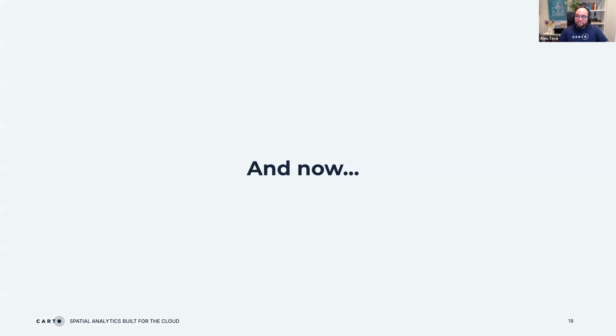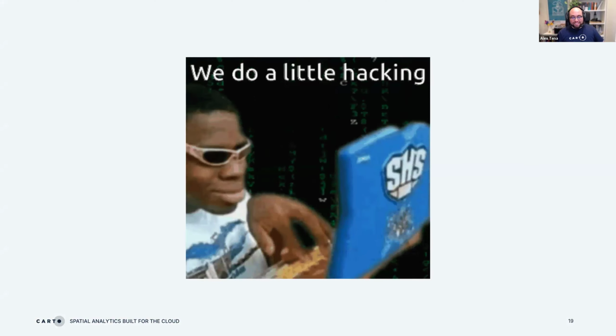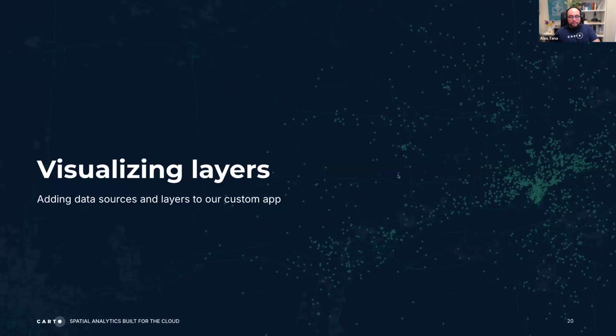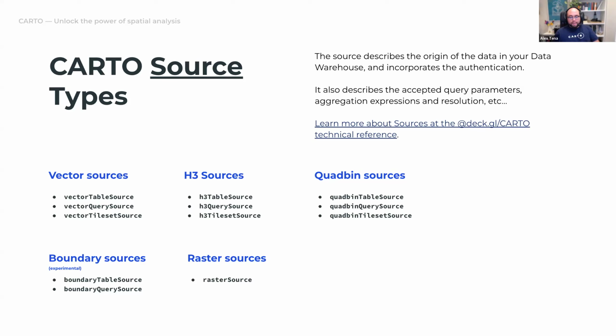And now theory is over, or at least partially over. Let's do a little code and examples. Before I do that, I'll introduce each concept and then I'll show an example. So the first concept is visualizing layers. Let's visualize some data. In case anybody is not familiar, we are working with two concepts. One is sources and the other one is layers.